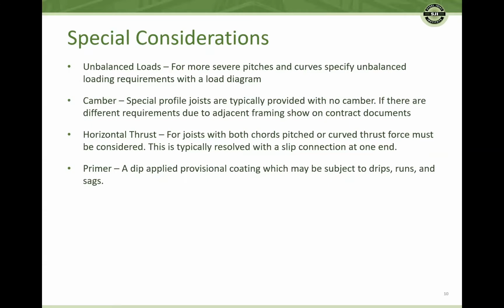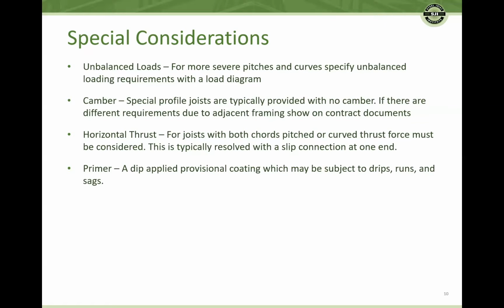Special profile joists are typically designed and fabricated with no camber due to their shape. This should be considered when there is framing adjacent to the joist. Any special camber requirements are to be conveyed on the contract documents. For joists with both chords pitched or curved, the horizontal thrust force must be resolved either into the structure or through a slip connection at one end of the joist.